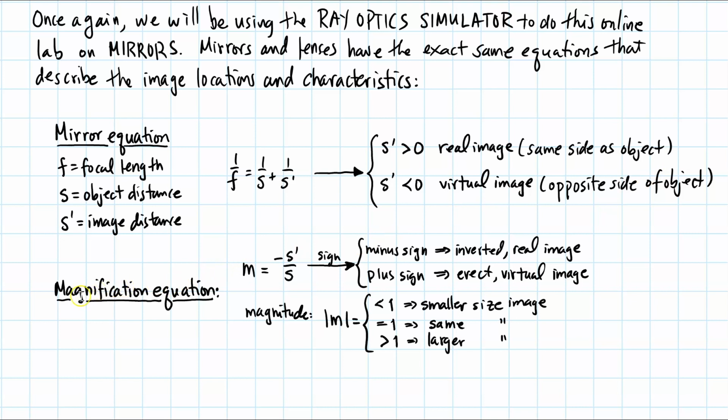The second equation is the magnification equation. There's the sign part, and then there's the magnitude. The magnification is equal to minus s prime over s. So if I have a minus sign, then that means that the image is inverted and real. If I have a plus sign, the image is erect and virtual. When I look at the magnitude of the magnification, if that is numerically less than 1, equal to 1, or greater than 1, then the image respectively is going to be smaller, the same, or larger in size.